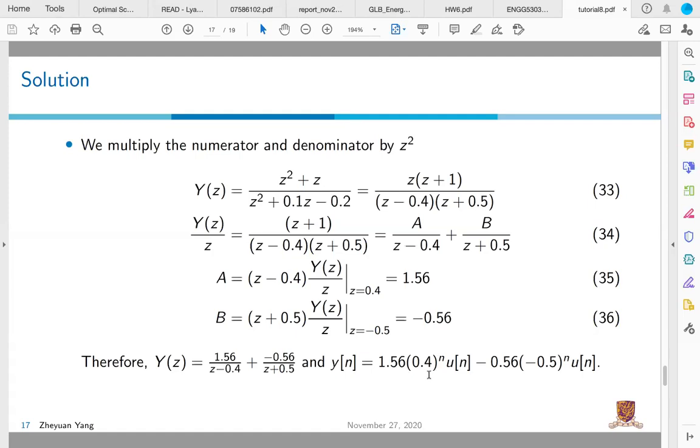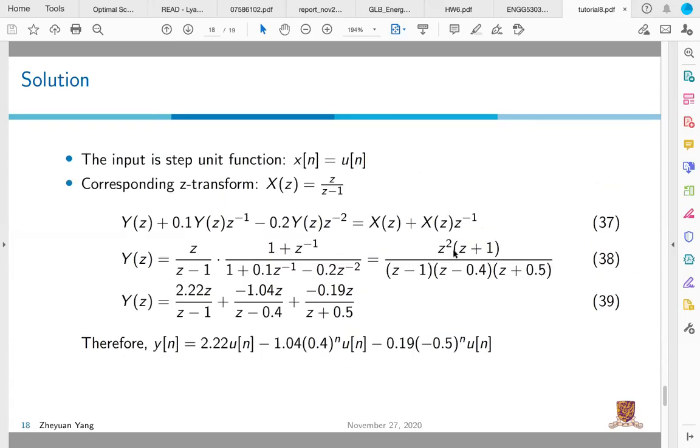So the Z transform of a to the power n u[n] is equal to z divided by (z - a). Yeah. So the second question asks that if the input is equal to the unit step function u[n], then what will be the output?